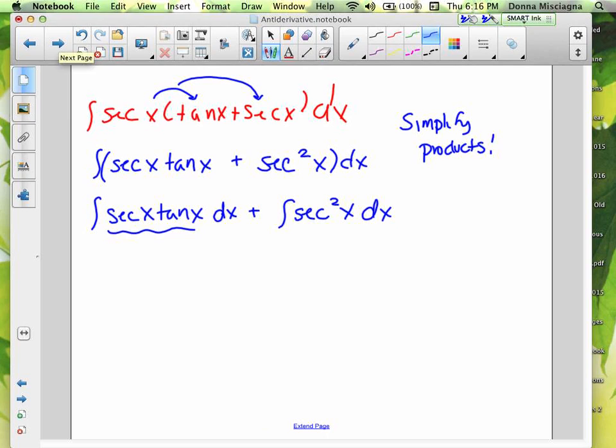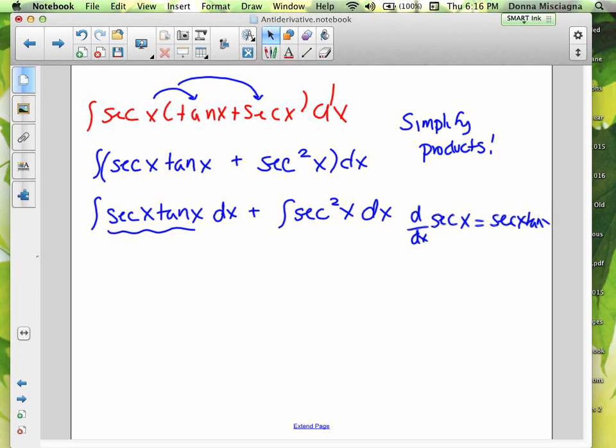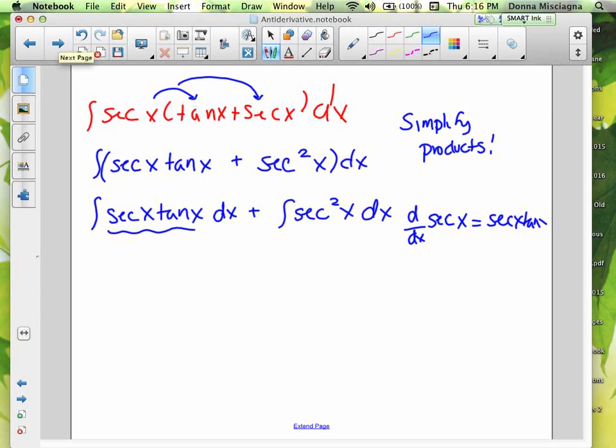Whose derivative? So who has a derivative secant x tangent x? If I take the derivative of secant x, its derivative is secant x tangent x. So if I'm going the other way, I'm integrating. What function has secant x tangent x as its derivative? Well, that's just secant x. So this is secant x.